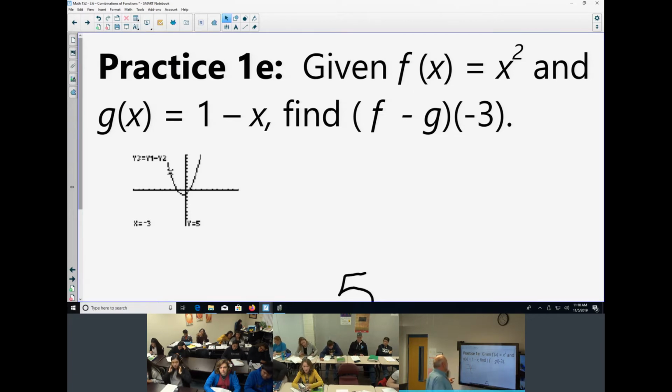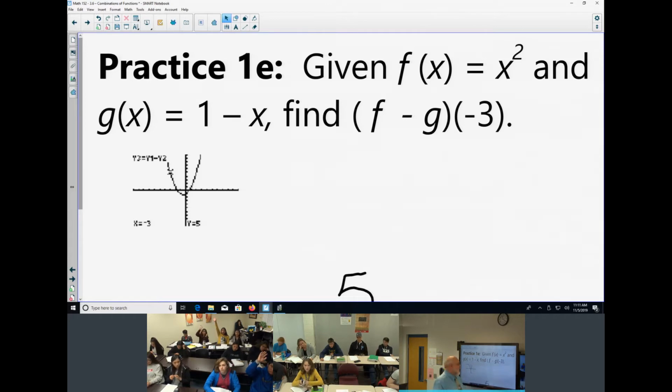See, the reason why, if you just plugged in -3 in for the f of x, the y1, you would get 9. So that's what made me think that when you press trace, you have to make sure that you're tracing on the y3. Okay? All right, anyone need me to go through it again?